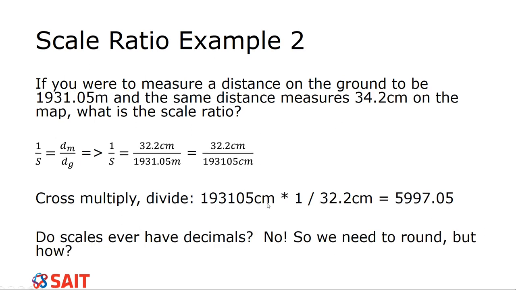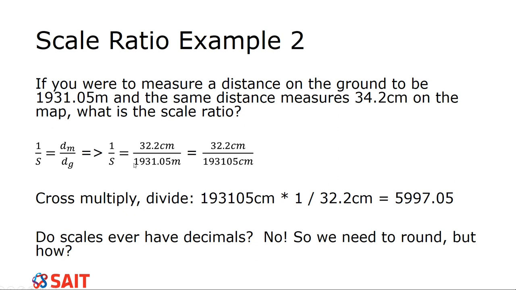Now let's go into the next example, here's another one. If you were to measure a distance on the ground to be 1,931.05 meters, and the same distance measures 34.2 centimeters on the map, what is the scale ratio? So we have 1 over s equals dm over dg, and that gives me 1 over s equals 30, oh, I have an error there. I will be fixing that.